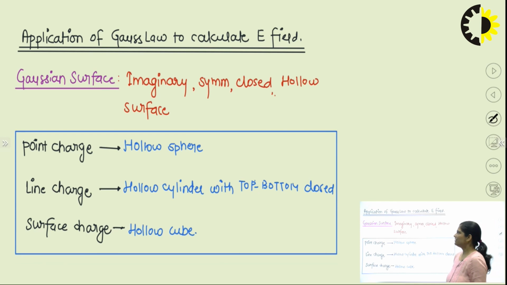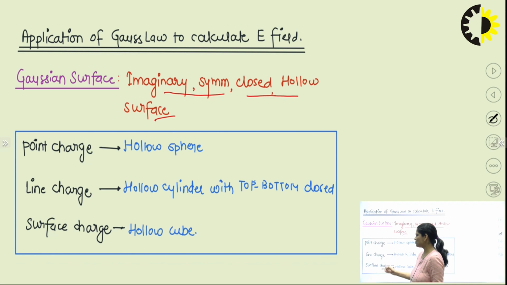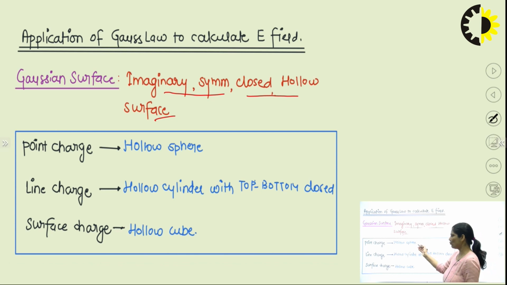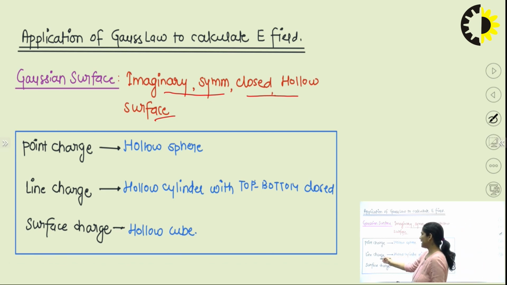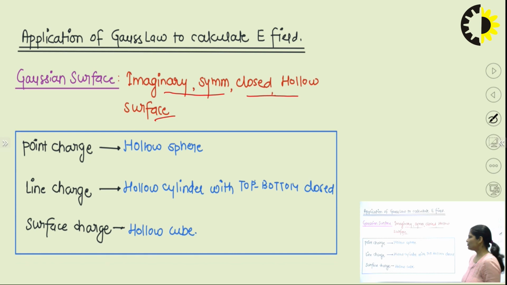Today we will cover application of Gauss law to calculate electric field. Now, a Gaussian surface may be an imaginary, symmetric, closed, hollow surface, and it is classified into 3 types: point charge, line charge, surface charge. For a point charge, let us consider the example of a hollow sphere; for a line charge, a hollow cylinder with the top and bottom closed. Means if you are considering the case of a hollow cylinder, its top and bottom should be closed. For surface charge, you can take the example of a hollow cube.